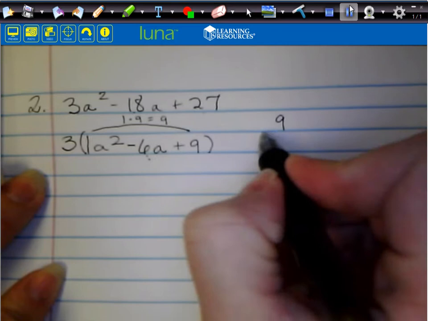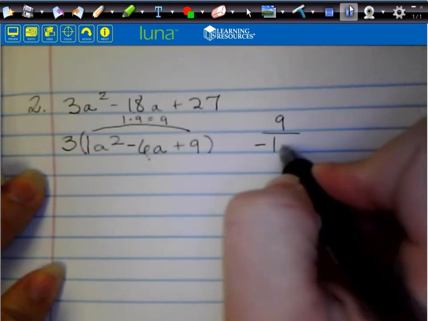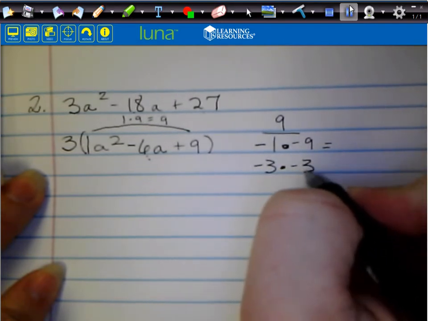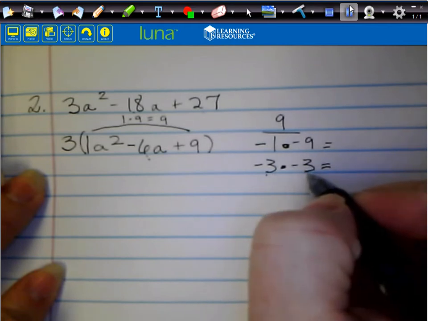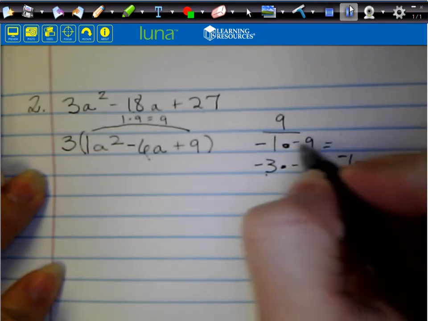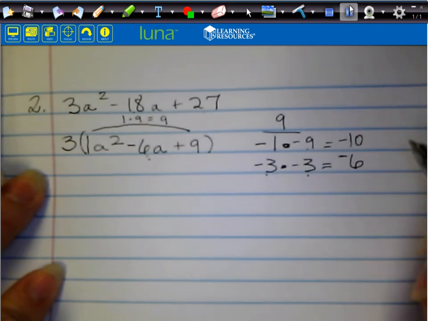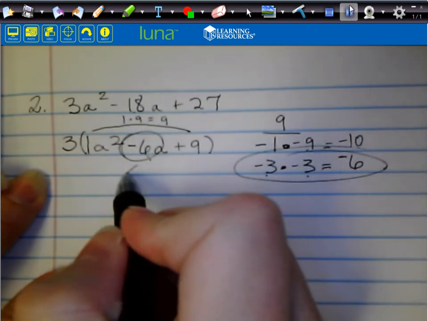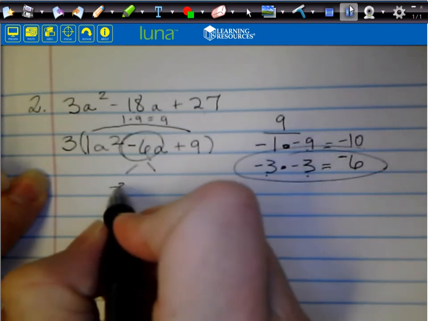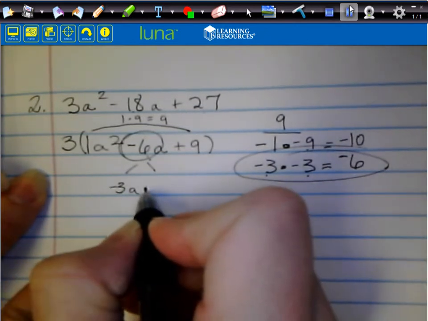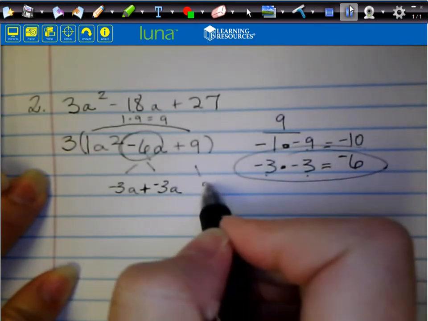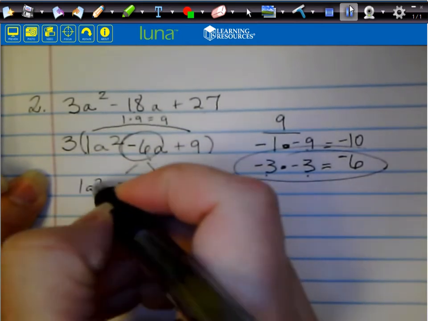So I'm going to come over to my factor sheet and look at my factors of 9. I can have a negative 1 times a negative 9, or negative 3 times a negative 3, both of which are going to give me a positive 9. If I add them together, negative 3 plus negative 3 gives me negative 6. Negative 1 plus negative 9 gives me negative 10. I'm looking for one that's going to give me negative 6. So these are the terms that I'm going to use to factor out. So that negative 6 translates into negative 3a plus negative 3a. My 9 comes down, and my 1a squared comes down.